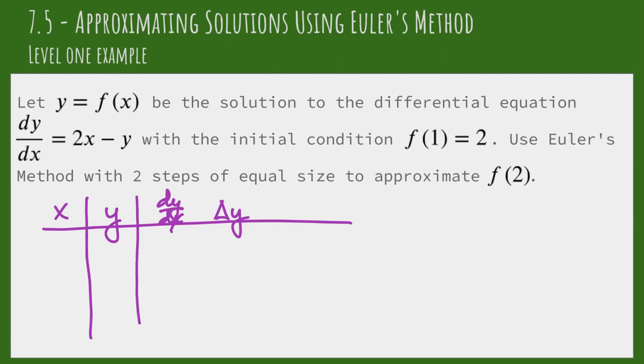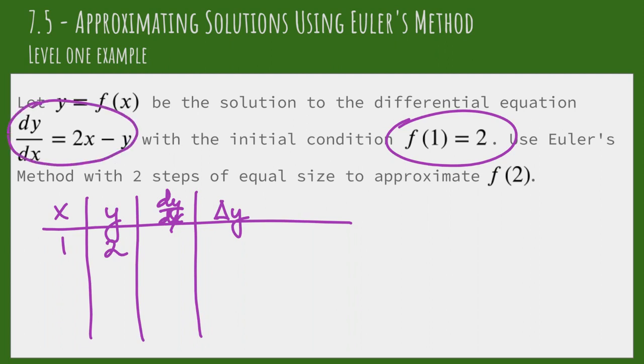So in this particular example, we are starting at the point 1, 2. So the x value is 1 and the y value is 2. And using the differential equation that's given to us right here, we can find dy/dx at that point. So that's going to be 1 times 2 minus 2. So that's actually 0 here.